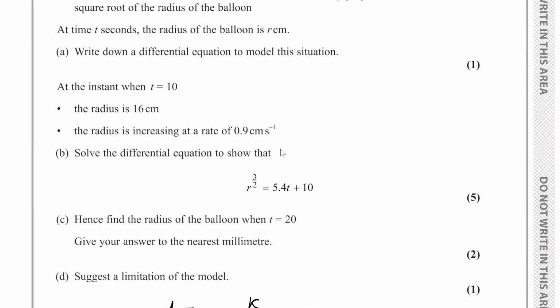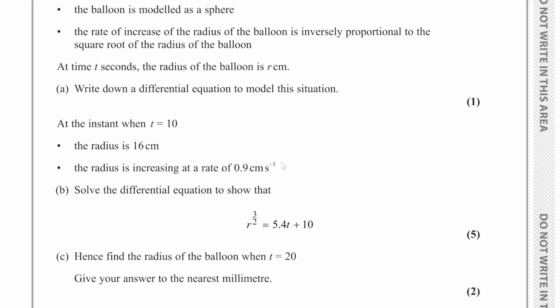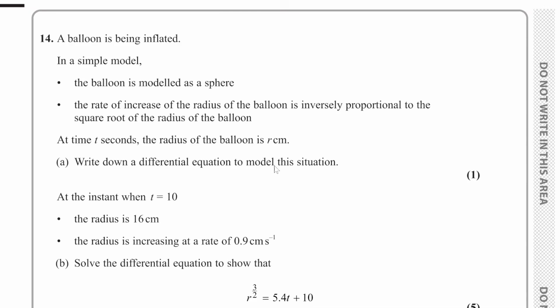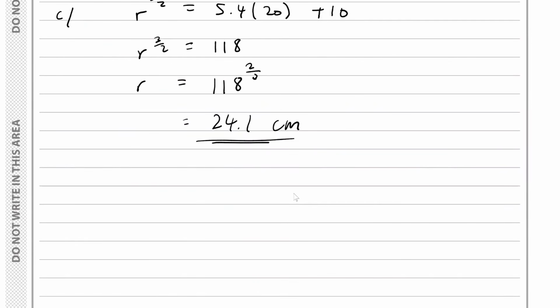Suggest a limitation of the model. So if we keep blowing up a balloon, eventually it's going to pop. The radius of 24 centimeters, it's a pretty big balloon. It's probably never going to reach that far. The balloon will pop.